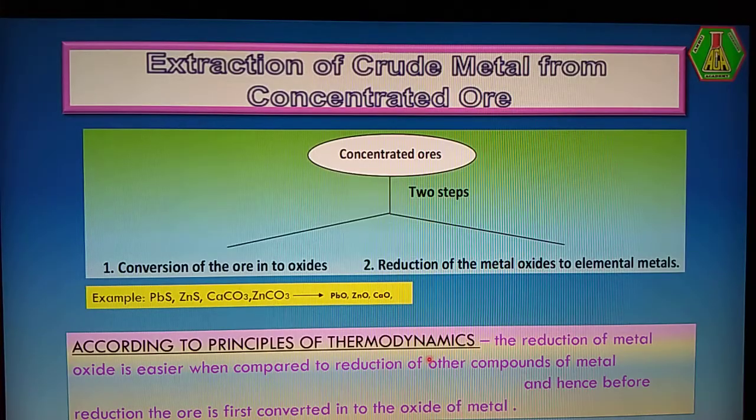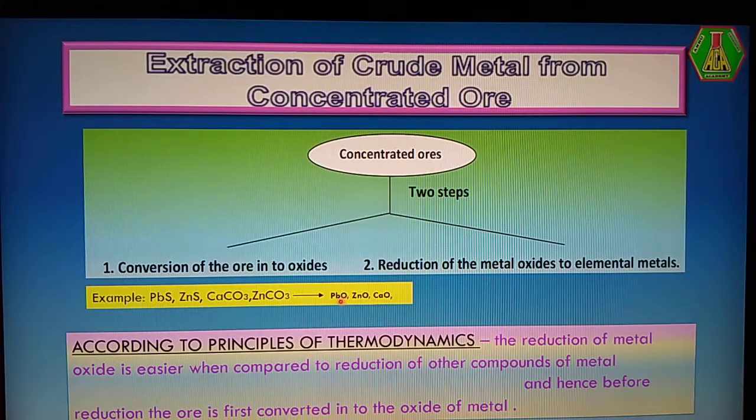According to thermodynamic principles, the reduction of a metal oxide is easier when compared to reduction of other compounds of metal. I mean, the reduction process of lead sulfide, zinc sulfide, calcium carbonate, it is so complicated. That's why the lead sulfide, zinc sulfide, calcium carbonate and zinc carbonate all are initially converted into metal oxide.